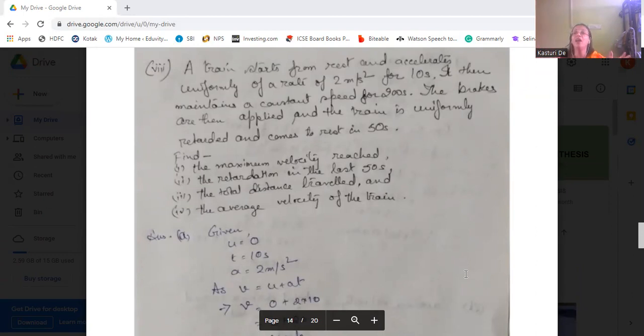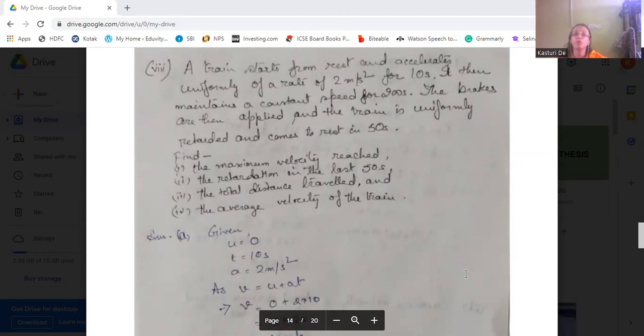Okay, and then after that, it maintains a constant speed for 200 seconds. Its speed is constant. The brakes are then applied after 200 seconds. The brakes are applied. The train is uniformly retarded, and after 50 seconds, it comes to rest. Now find the maximum velocity reached, the retardation in the last 50 seconds, the total distance traveled, and the average velocity.